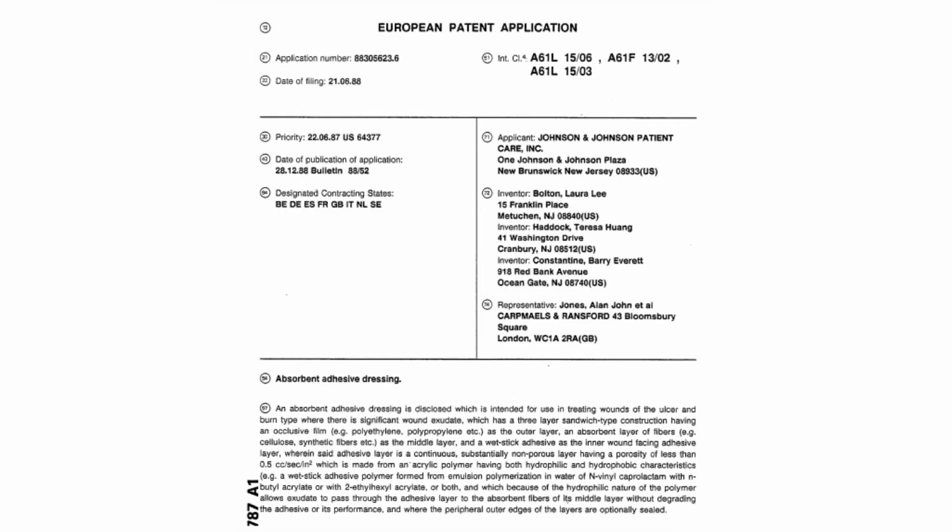For example, the third patent, which is from European Patent Organization with the title of Absorbent Adhesive Dressing, was invented by Bolton Laura Lee. The interesting point with this patent is that this patent was applied by a company, Johnson & Johnson. And from this information that we can gain from those patents, we can directly touch upon the companies who are in fact licensing these patents.